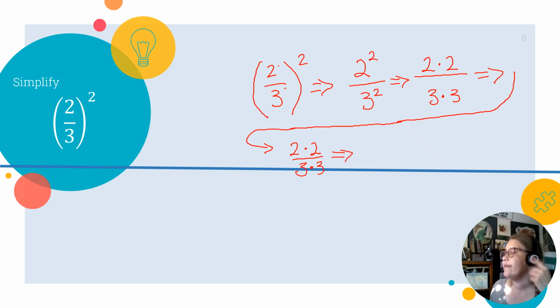All right, now simply, what is 2 times 2? Pour those answers into the chat, guys. We know 2 times 2 is 4. And then I'm sure half of you have already given me the answer to the bottom. 3 times 3 is 9. And then you take a look at your fraction. 4 over 9, 4/9. Can that be simplified? No, it cannot. It is already in its simplest form, so there's nothing more we need to do for this problem.